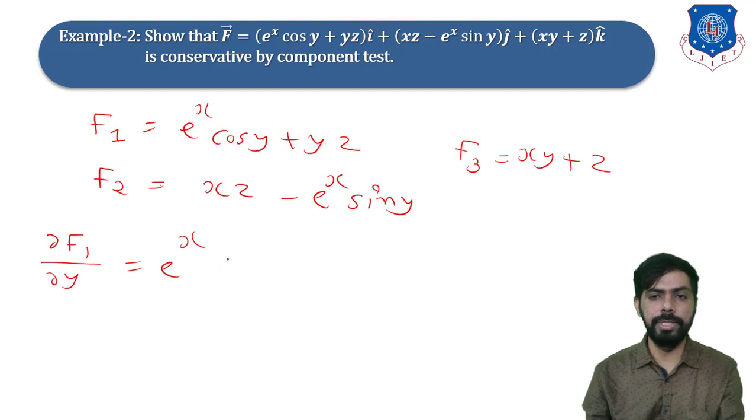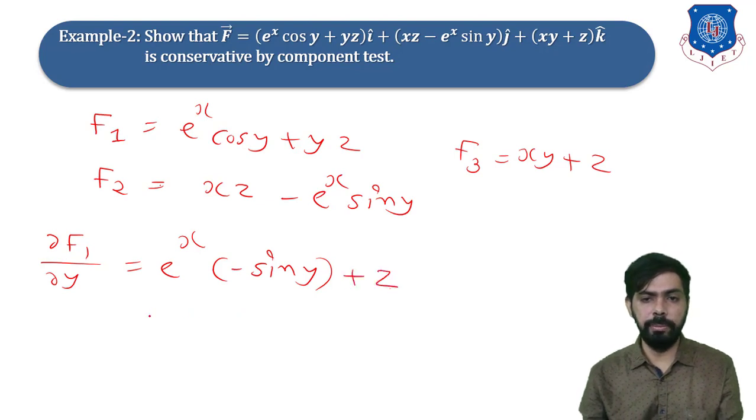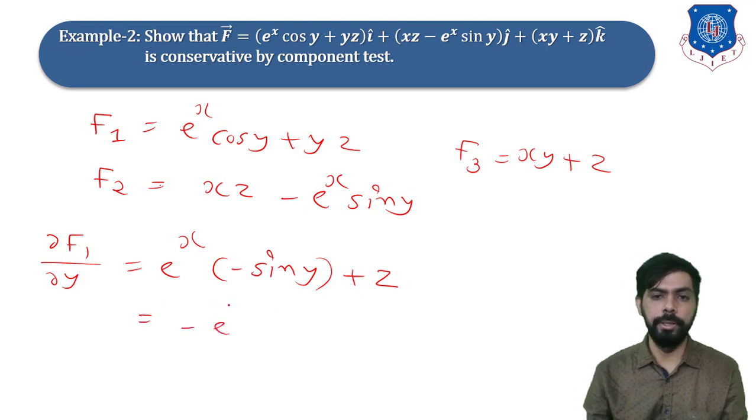And here yz, so here derivative of y with respect to y will be 1, so z into 1, so here it will be plus z. So this is del f1 by del y. So if we simplify this, then it will be minus e raised to x sin y plus z, okay.